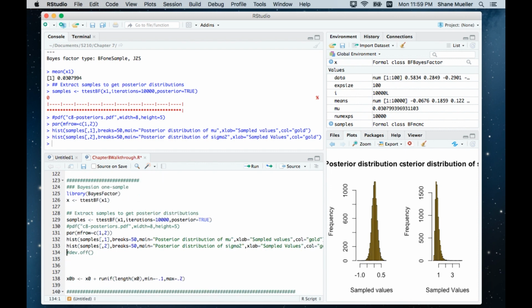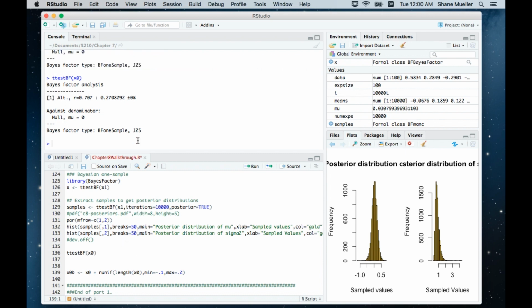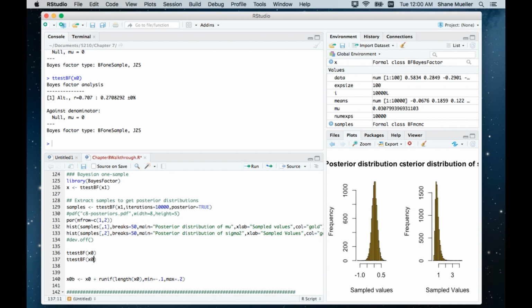Okay, well, we can do this for any of these results. So here is x0, which really was generated with something that had no results, and again we see a Bayes factor of slightly less than 1/3, which is evidence in favor of the null. And that's, I guess, what we're hoping for there.